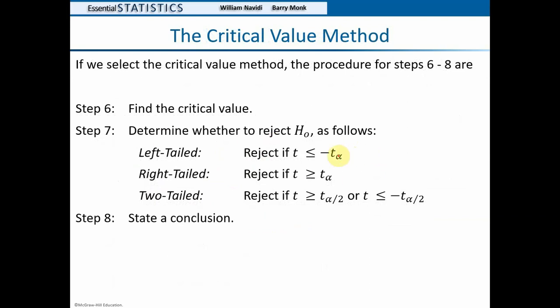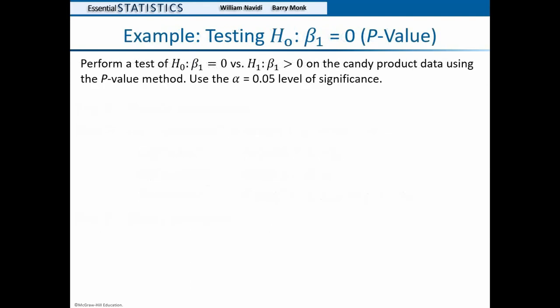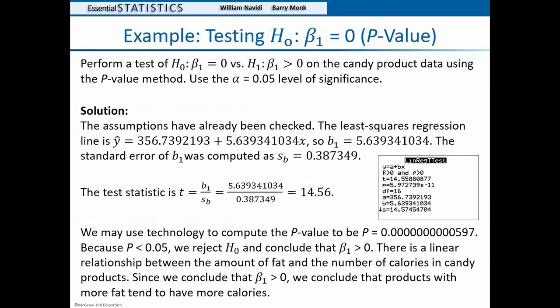Left-tailed gets the full alpha value, the right tail gets a full alpha, and if I'm two-tailed, I do an alpha over 2 and then do a conclusion. Okay. So let's see if we can walk one of these things through.